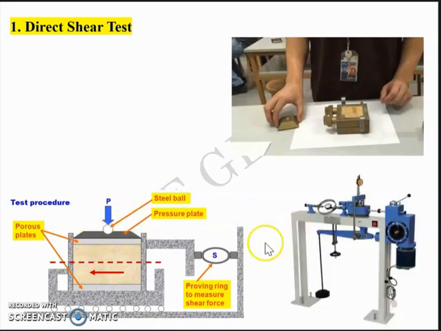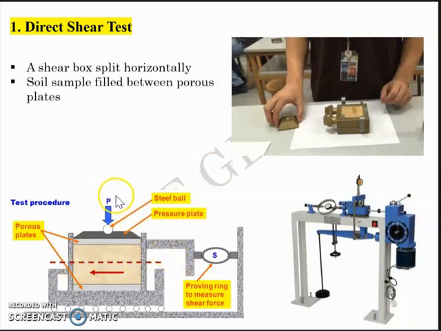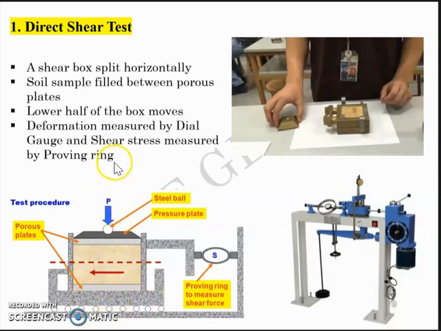The actual photograph of the laboratory direct shear test apparatus is shown here. So you have a shear box which is split horizontally, and the soil sample is filled between a set of porous stones or porous plates. The lower half of the box, this portion, moves and the deformation is measured by a dial gauge setup, and the shear stress is measured by a proving ring.